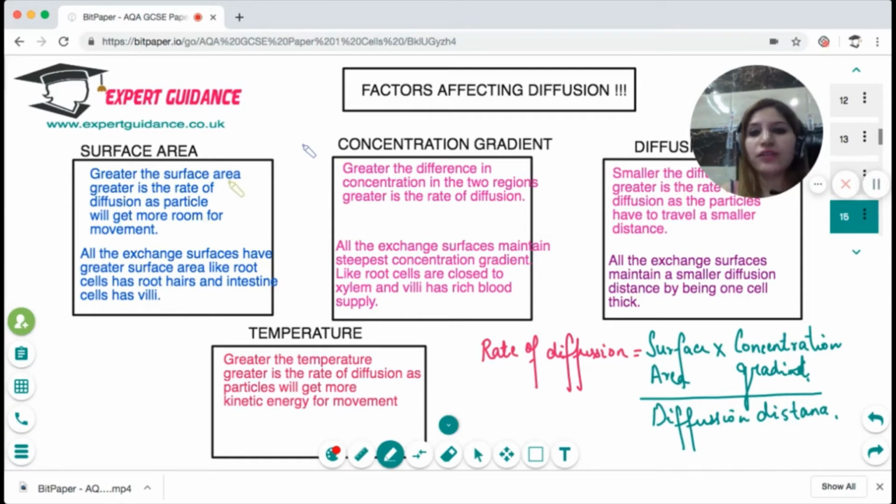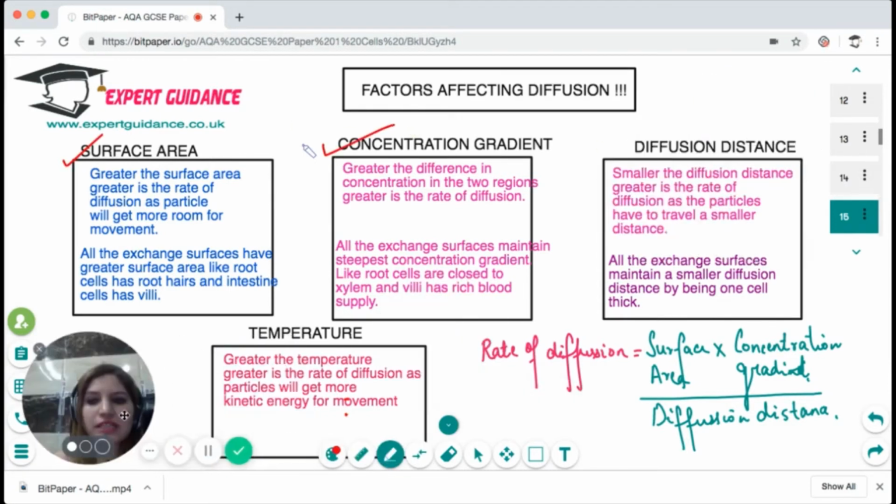Diffusion is dependent on four important factors. One is the surface area. Second is the concentration gradient. Third is the diffusion distance. And fourth is the temperature. The greater the surface area, the greater the rate of diffusion, because if the surface area is more, the particles will get more room for movement. So all the exchange surfaces have a greater surface area, like the root cells have root hairs and the intestine has villi. The greater the concentration gradient between the two regions, the greater the rate of diffusion.